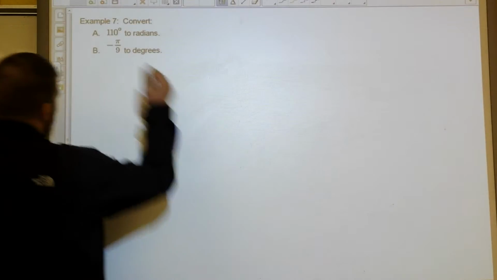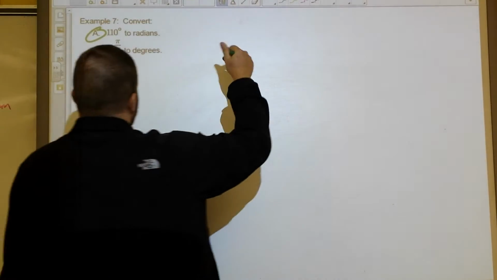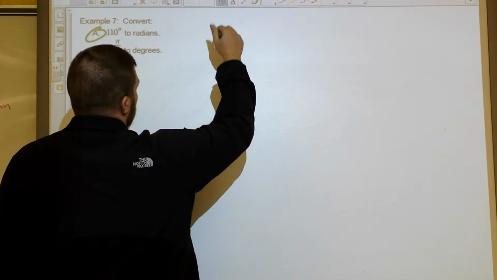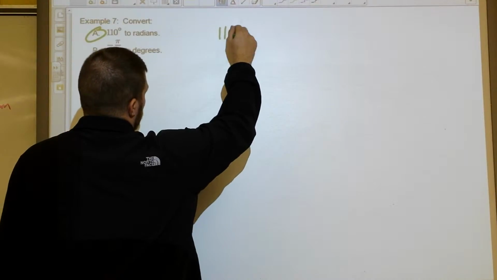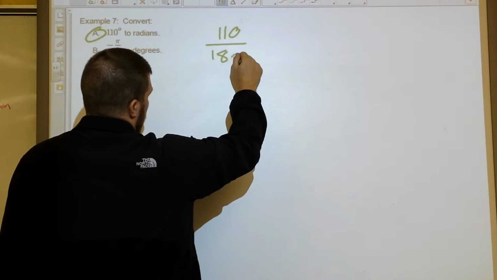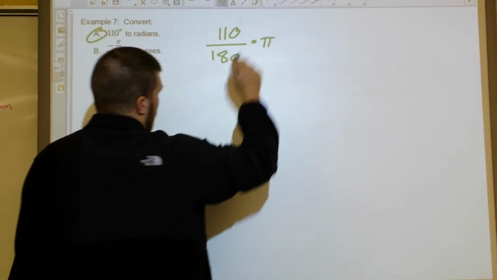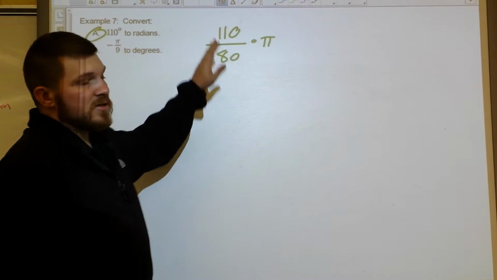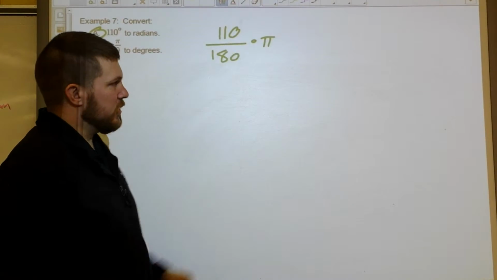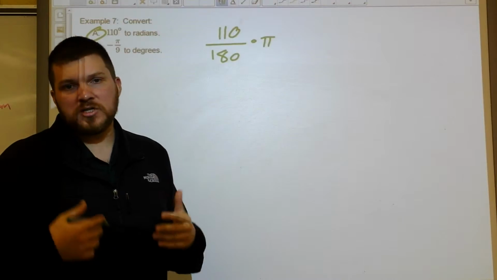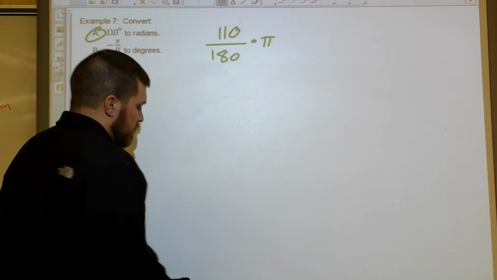So let's do part A in green. I'm starting off with 110 degrees. So to get my radians, I'm going to take 110 divided by 180 and then multiply by pi. Whenever you're in radians, it's always going to have a pi with it, okay? And you do not round. Just keep that pi symbol. Okay? So what I'm going to do is use my calculator.